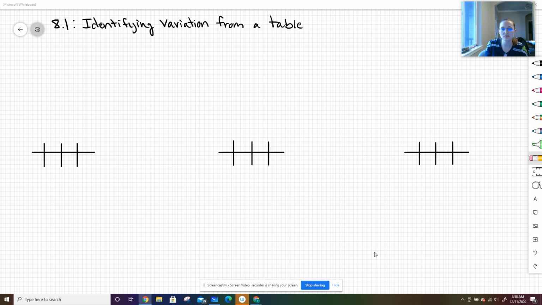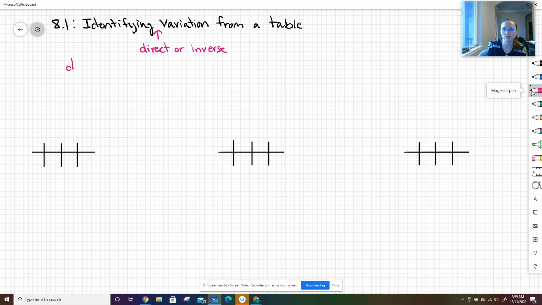Hi guys, so this is your video that is talking about identifying variations from a table. Now, there are 4 types of variation: direct, joint, inverse, and combined. But we're only going to focus on 2 of them. We want to be able to identify specifically direct or inverse from a table. So let's do a quick review.